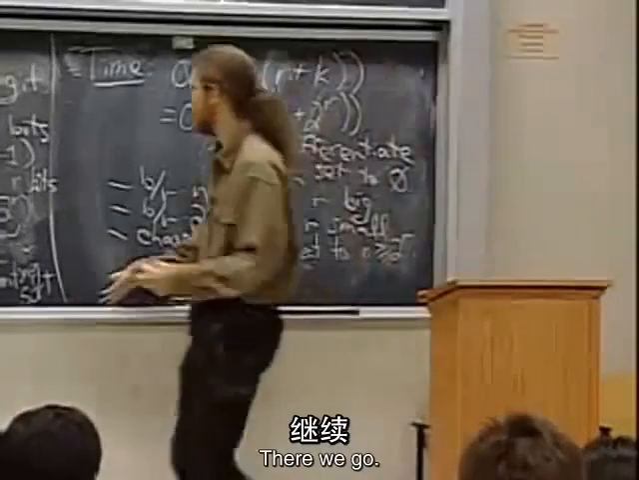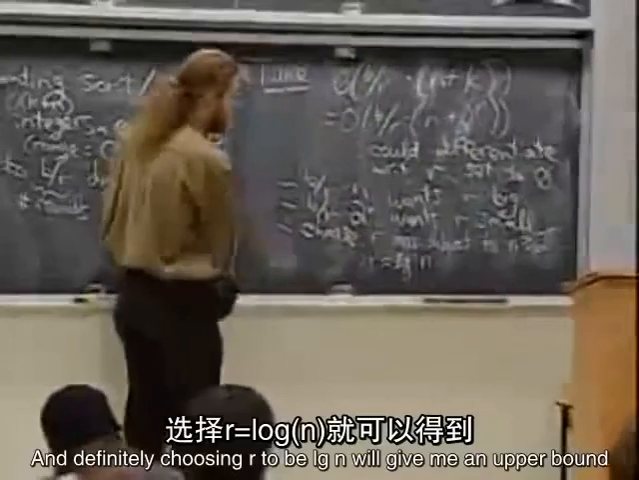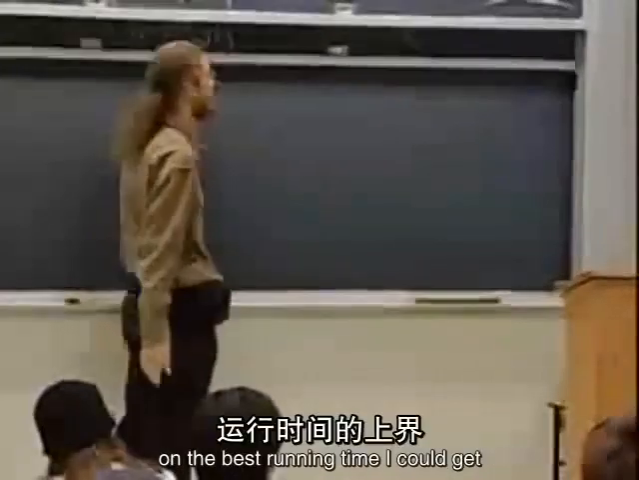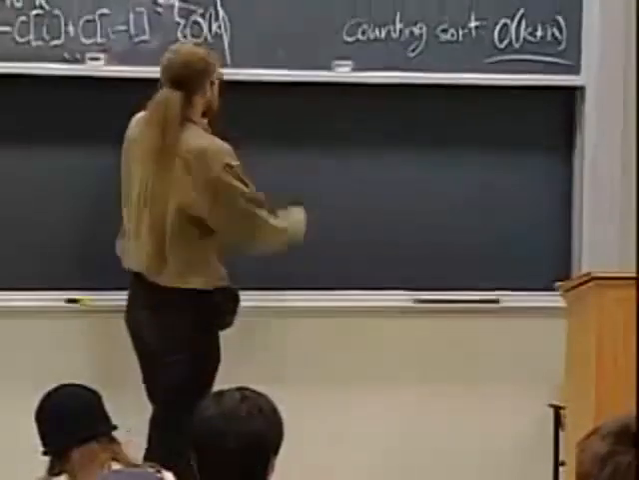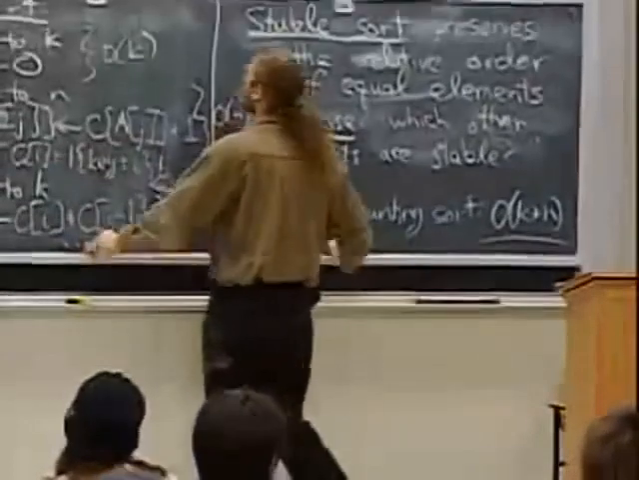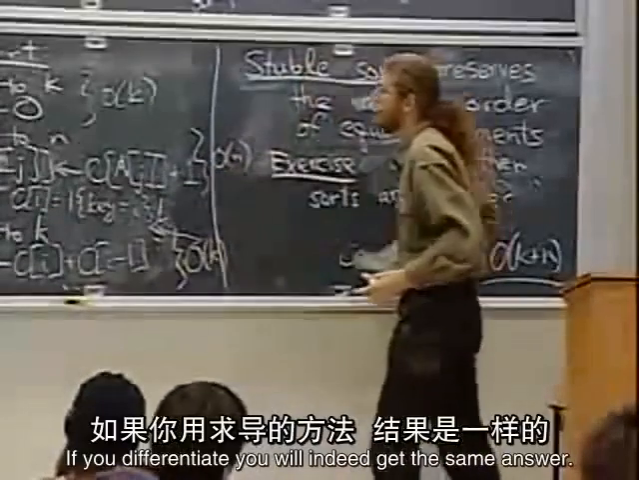So there we go. And definitely choosing r to be log n will give me an upper bound on the best running time I could get, because I can choose it to be whatever I want. If you differentiate, you will indeed get the same answer.